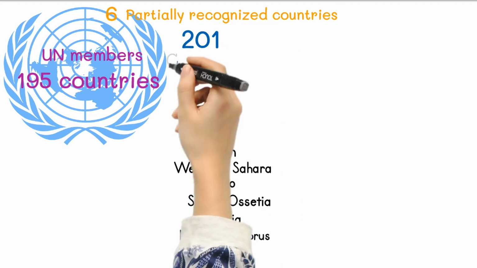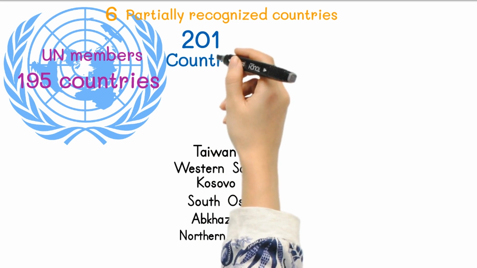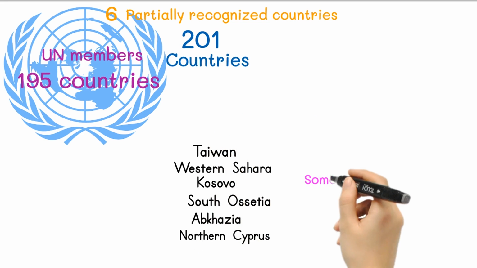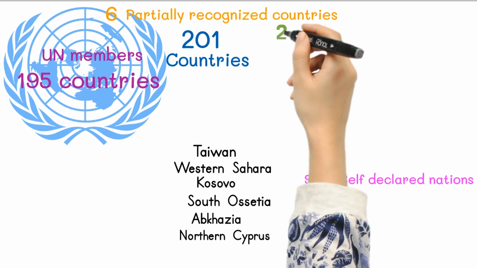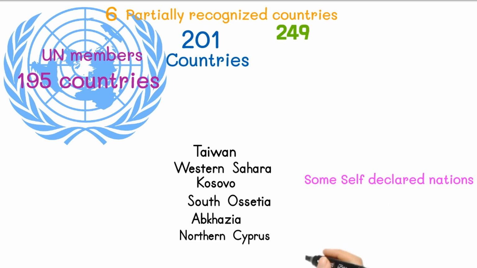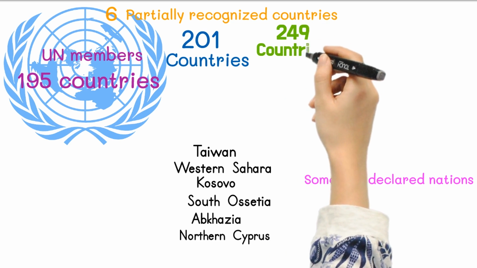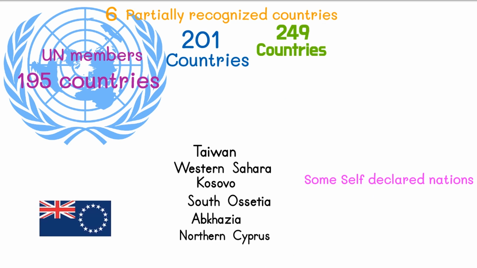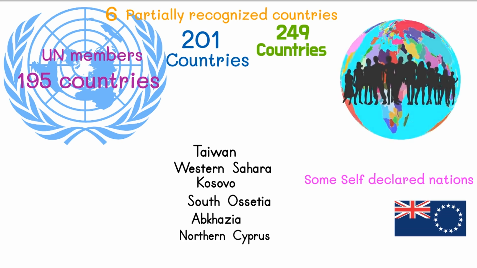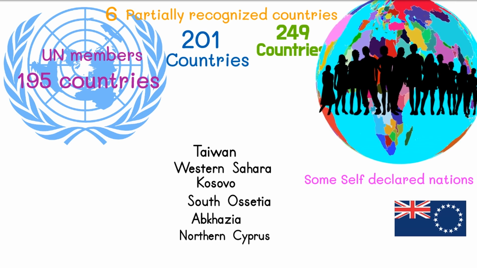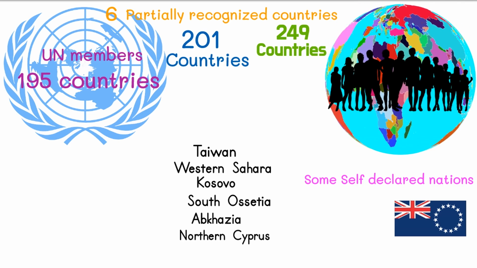But that's not all. If we include self-declared nations and independent territories, then the number of countries can be as much as 249. Included here are nations like the Cook Islands, which often act like independent countries but have not declared independence or shown interest in joining the UN.